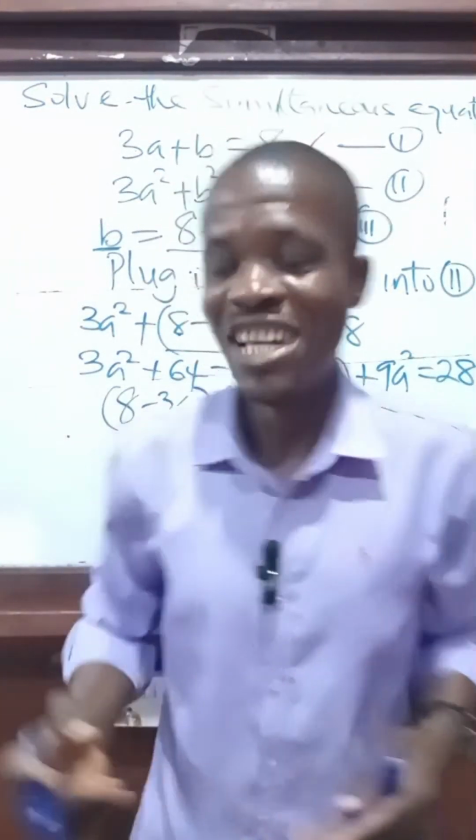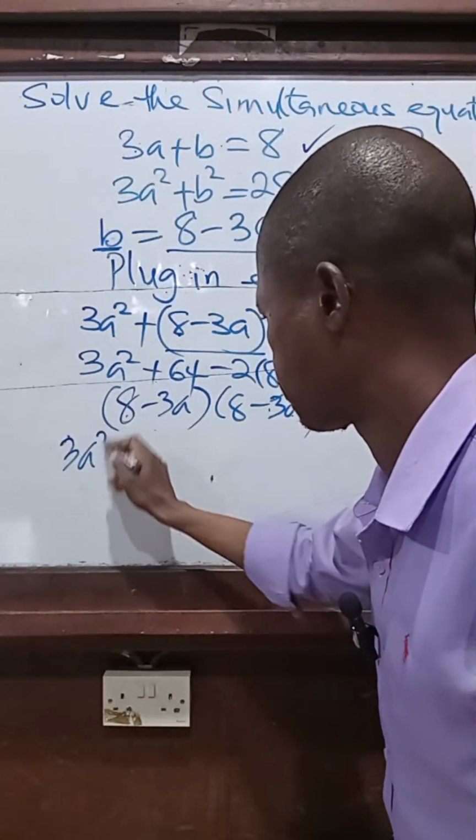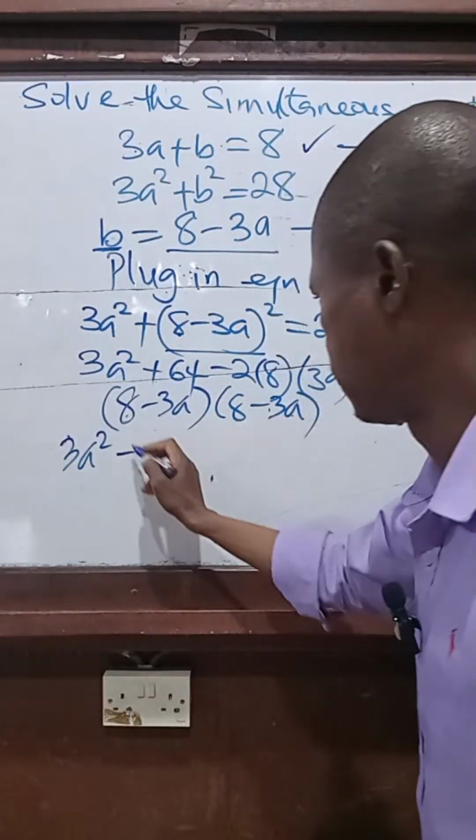So that's what we have now. This will be 3a squared plus 64.